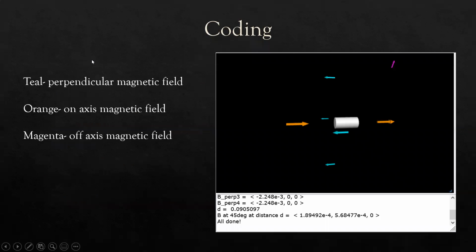Here are my results from the coding portion. The teal arrows are the perpendicular magnetic field, the orange arrows are the on-axis magnetic field, and the magenta is the off-axis magnetic field.